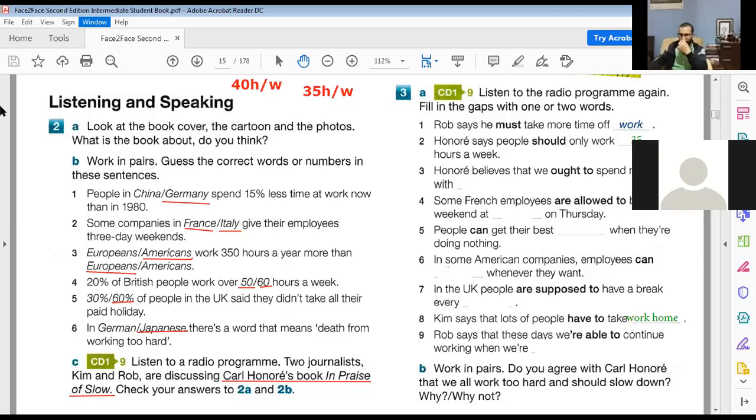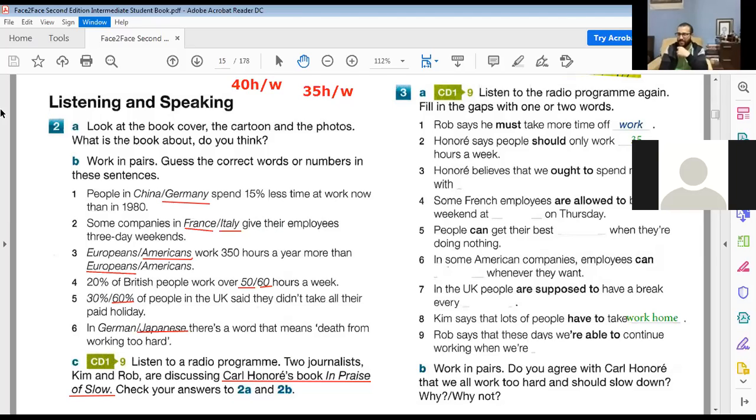on Thursday. Yes, and Honoré also says people can get their best ideas when they're doing nothing. Albert Einstein was famous for just looking into space at his office at Princeton University. And you can't say he didn't have a few good ideas. Absolutely. Kim, what else interested you about the book? Well, I was interested to read that Americans work 350 hours a year more than Europeans. But in some American companies, employees can sleep whenever they want. Apparently, they have special rooms where people can go and relax if they're tired. Really? If we had one here, I'd be in there every afternoon.